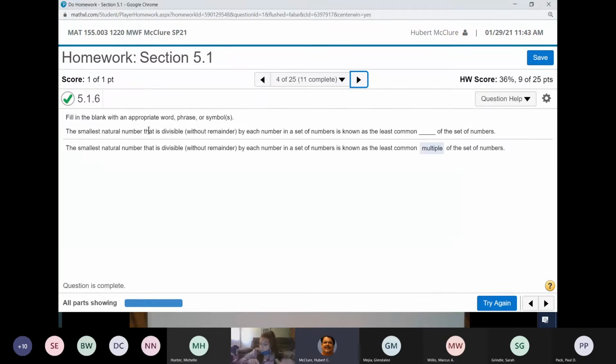The smallest natural number that is divisible without a remainder, that's what divisible means, by each number in a set of numbers is also known as the least common multiple.